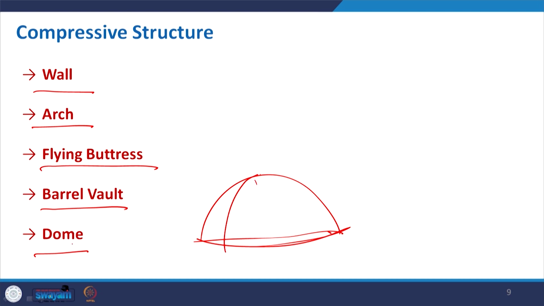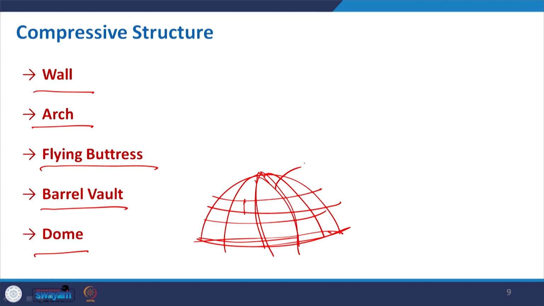Mainly when we discuss the dome, we will find that the compression is basically tracking along the meridian, and when we take care of the hoops, tension and compression both will develop. We will come to that when we take up this kind of system in detail.